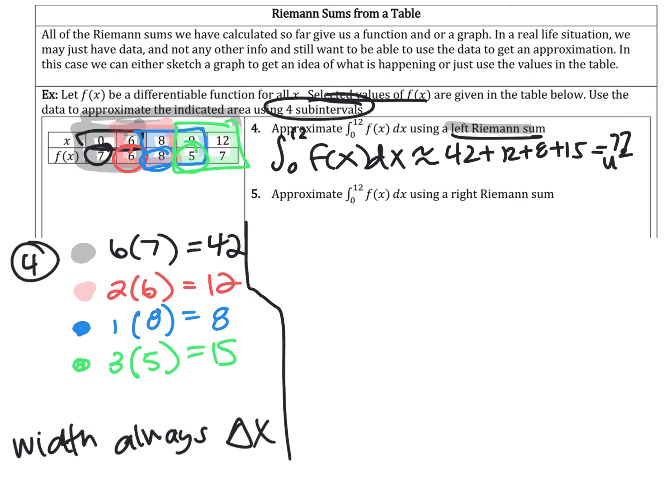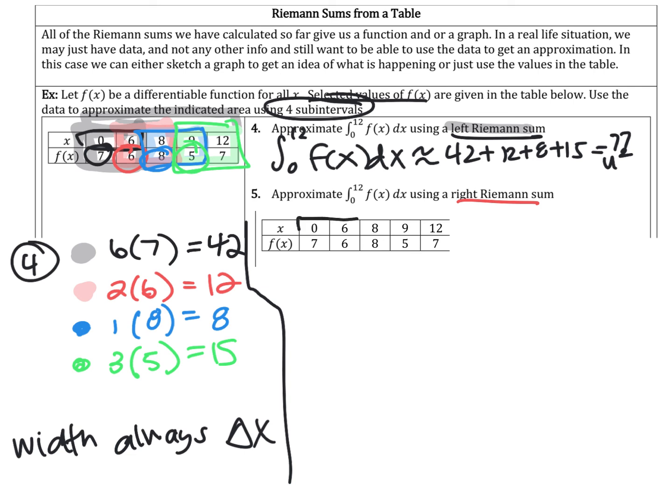All right, let's go ahead and look at number 5. And I'm going to bring a new table in. It's the exact same numbers. I just wanted one that I hadn't written all over. We're going to approximate the same area from 0 to 12 using still 4 subintervals and using a right Riemann sum this time. So I want you to pause the video and see if you can identify, again, those 4 different intervals.